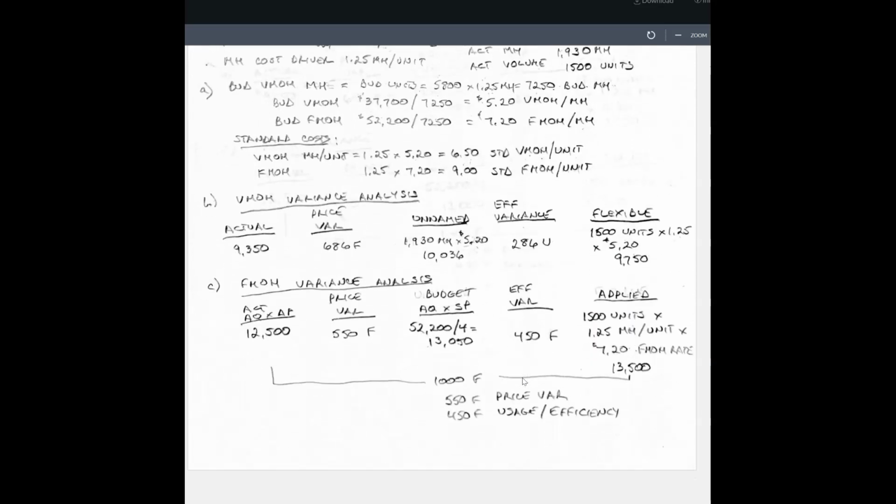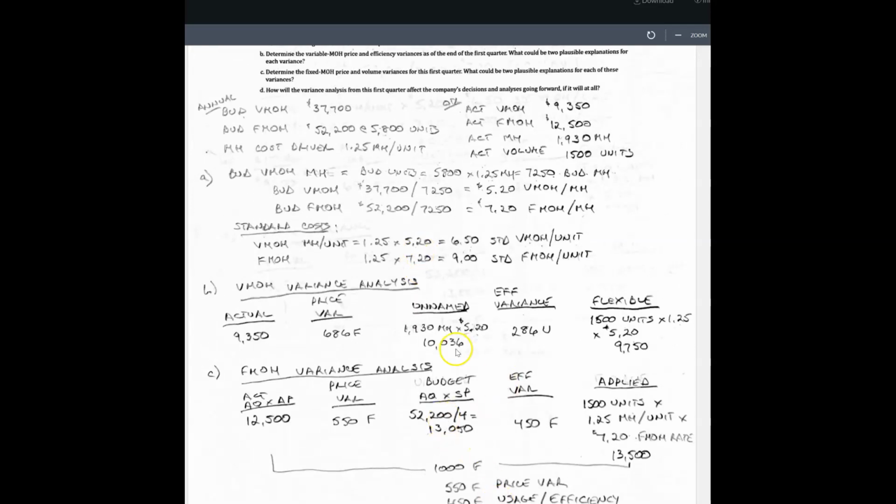And then if we do the variances on this, here's our actual variable overhead. The AQ times AP, or SP, column is here. That's 1,930 machine hours. That's our actual machine hours, right? Yeah, actual machine hours times $5.20, the rate per machine hour that we calculated before, gives us 10,036. So we came in at 9,350, so that's a favorable price variance of 686.